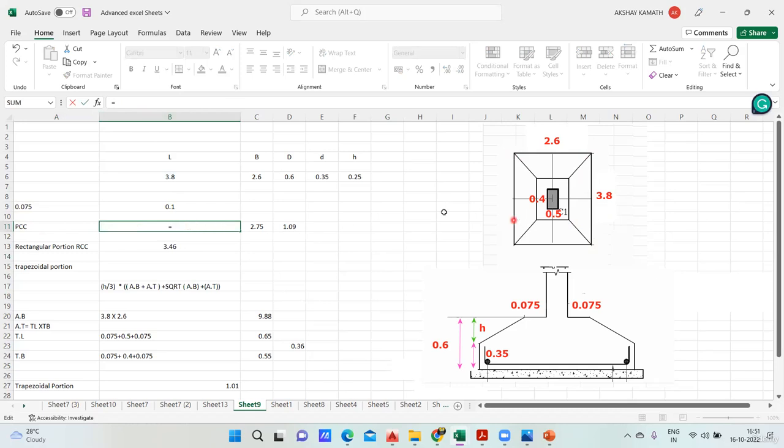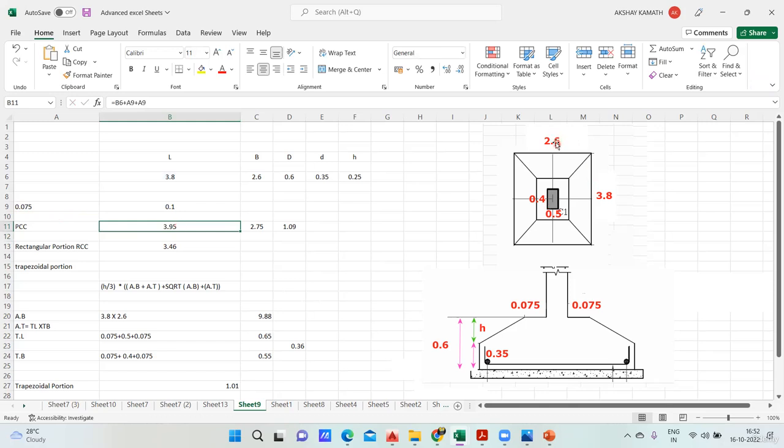Equal to sign. What is this thing's length? Length is 3.8, plus on the left side I'll take a PCC offset of 75, so I write it here: 0.075, plus again 0.075, plus again 0.075. You can do it manually. You will get 3.95 PCC length on one side.